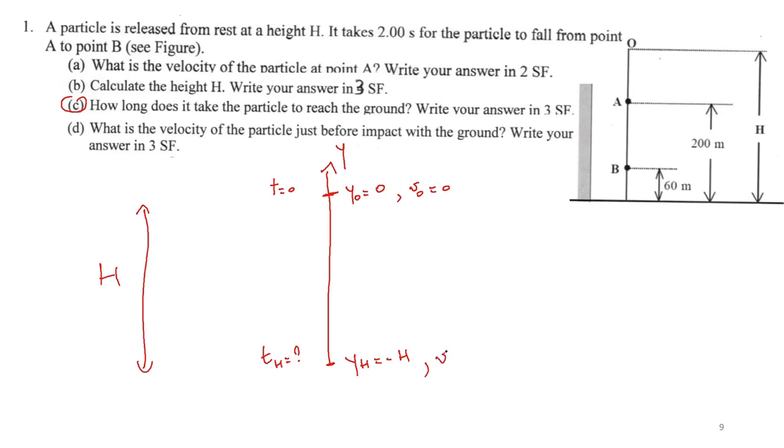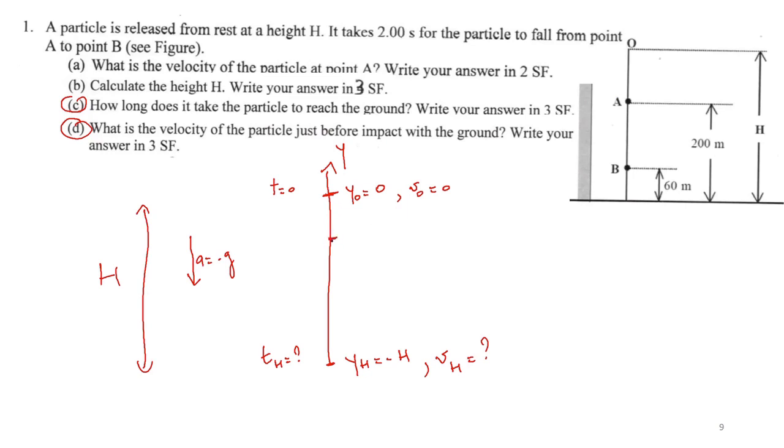Now, what is the velocity when it hits the ground? I don't know yet. I will know it later. VH, by the way, that's the last question, D. What is the velocity of the particle just before impact with the ground? Okay, good. And in all the problem, it's a free fall problem. So the acceleration is downward and is equal to minus 9.8.